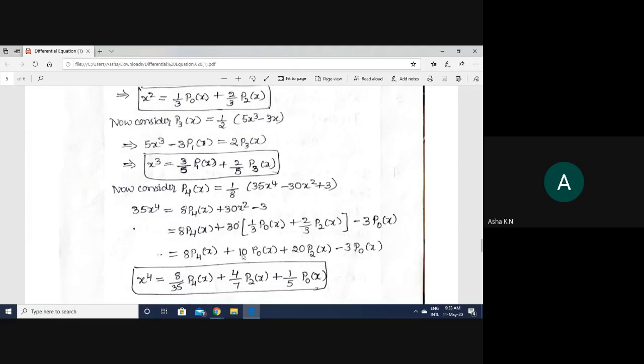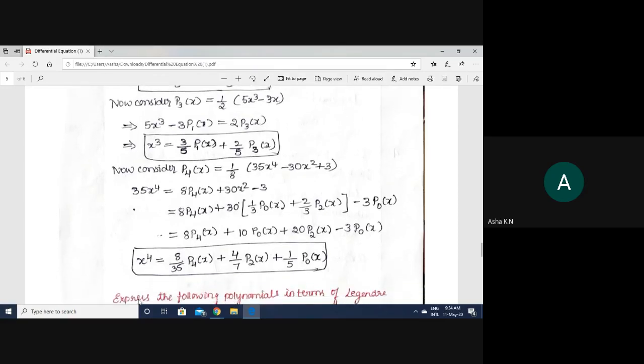The P0 of x terms: you can see 10 P0 of x minus 3 P0 of x together is 7 P0 of x. 7 P0 of x by 35. When you cross multiply, you will get 35. So 1 by 5 P0 of x. And similarly, this 20 P2 of x by 35, simplify, you will get 4 by 7. This is about expressing x square, x cube and x power 4 in terms of Legendre polynomials.